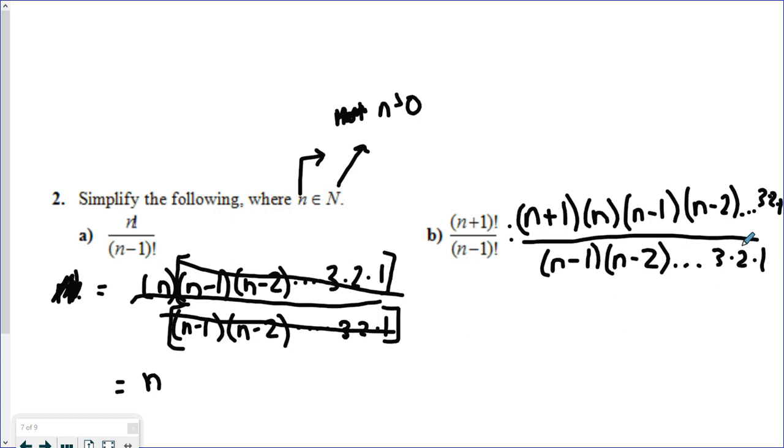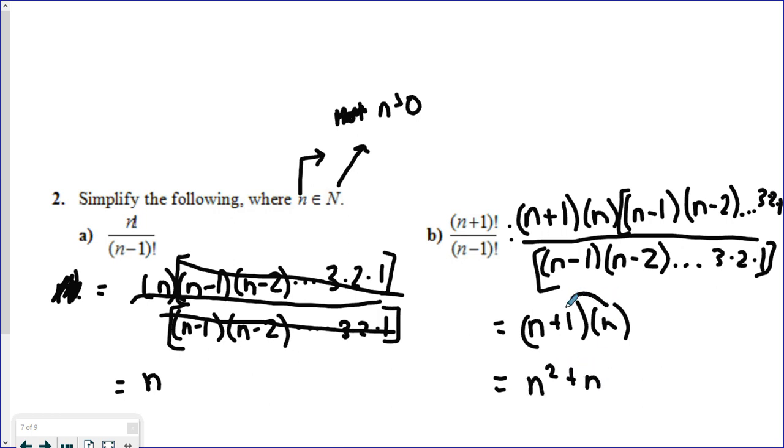And so now we see we have that same factor in the numerator and the denominator. So we can cancel that factor out and we'll be left with n plus 1 multiplied by n, which you could write like this, or if you felt so inclined, n squared plus n. So that's using your distributive property to multiply out that binomial by a monomial.